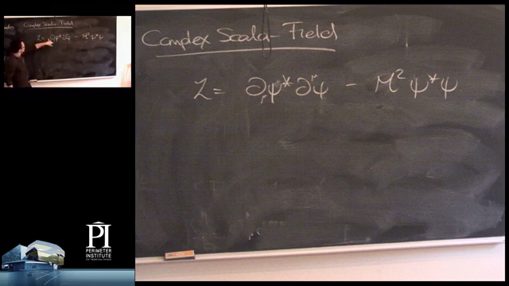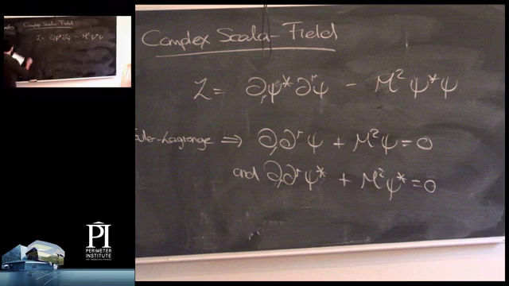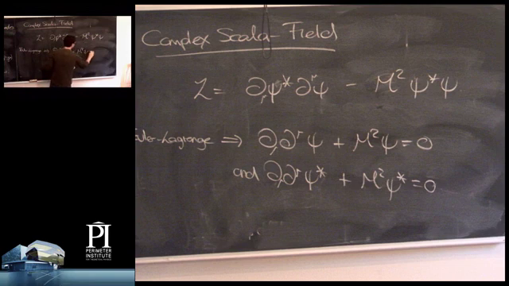I said this before, when you have complex scalar fields, there's typically no factor of a half sitting here or here. Okay? It's because when you figure out the equations of motion, so Euler-Lagrange equations, you can treat psi and psi star as independent variables. And you find, and then just the complex conjugate as the other one.